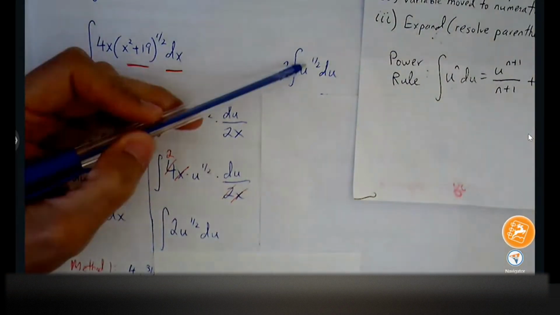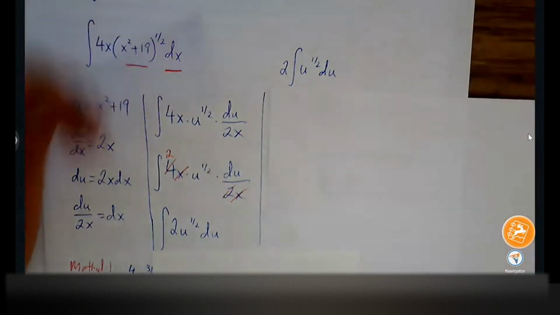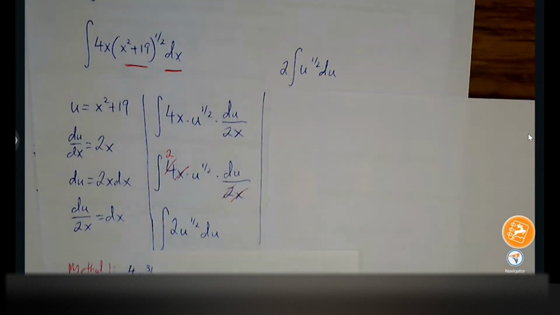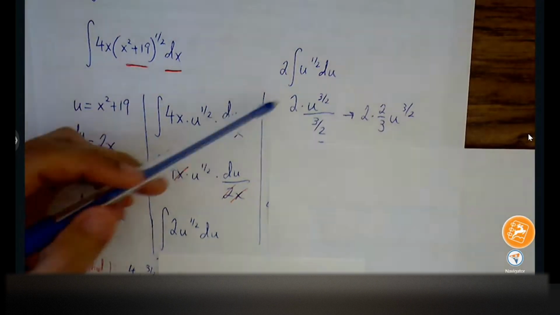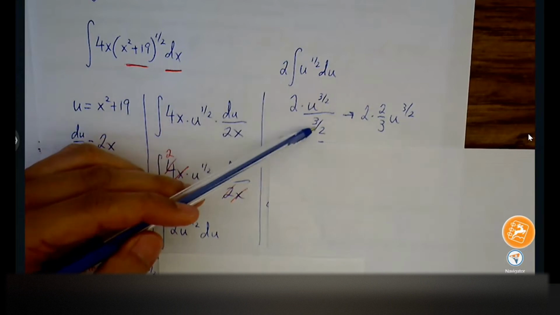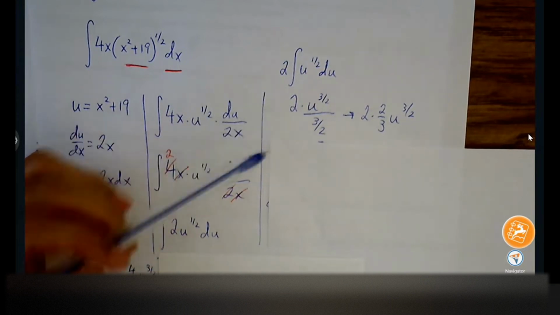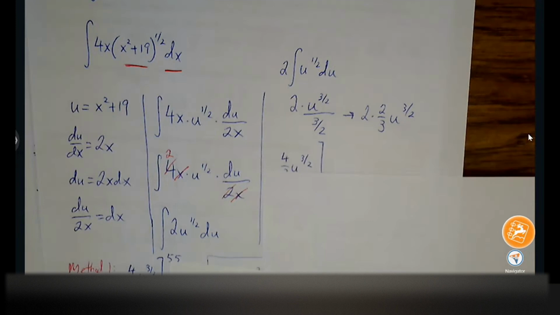So what happens to the 1/2? All right, add 1 to the exponent. We get 3/2, right? Flip that fraction up. We get 4/3 u to the 3/2. And now that we found the antiderivative, now we can involve the bounds. Right, the bounds is now going to play a role.